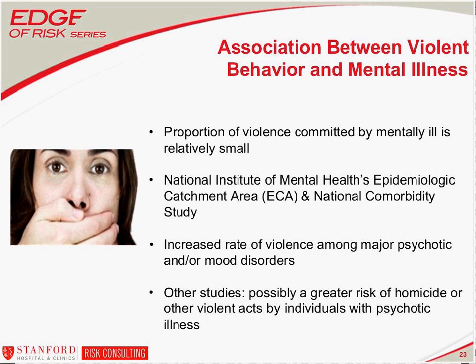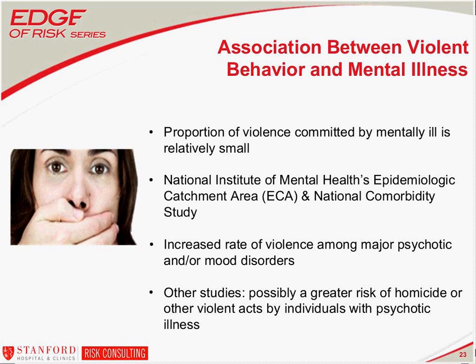Let's return to the question of mental illness. A recurring assumption related to active shooter events relates to the apparent connection between violent behavior and individuals with mental illness. So, is there a link? Although the proportion of violence accounted for by individuals with mental illness is relatively small, there are a variety of studies that have shown an elevated risk of violence amongst this population.